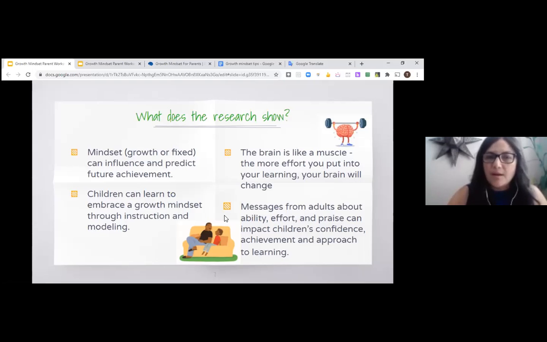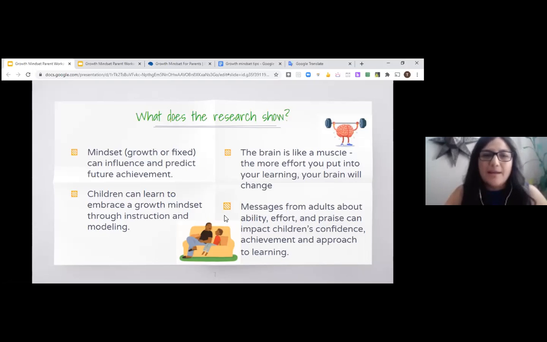And the way we strengthen our brain and start to change it in a positive way is the amount of effort that you put into your learning. So that's a concept that's really important to share with our children. So they know that the more effort I put into my learning, it helps strengthen my brain. It helps train my brain to improve and to learn new things.